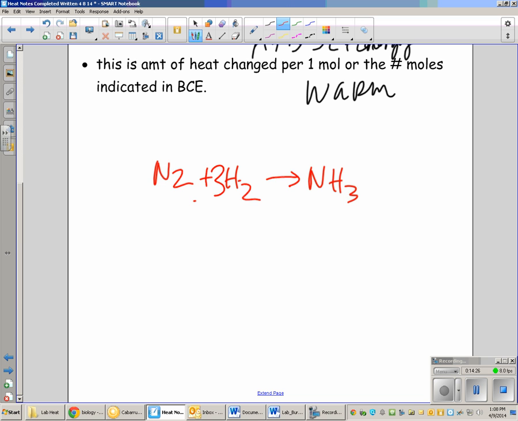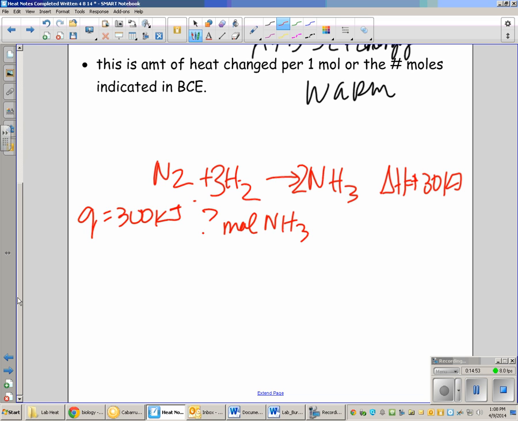So 3 here. Is that good? Okay. And I said that this was an endothermic reaction where you had a positive 30 kilojoules produced. All I'm going to say is if I supply 300 kilojoules of heat, how many moles of NH3 can be produced?